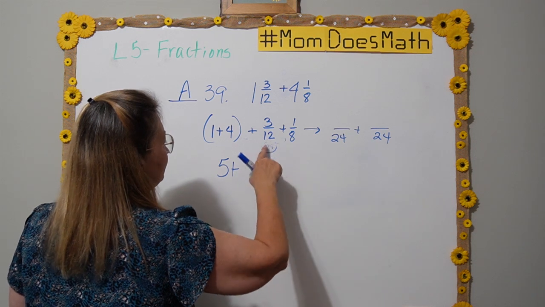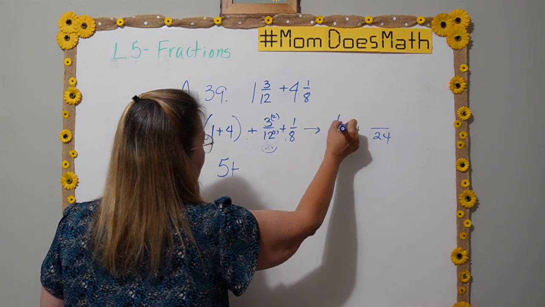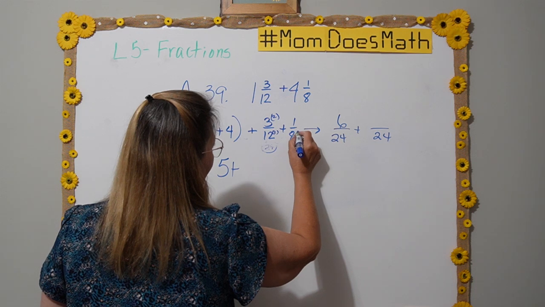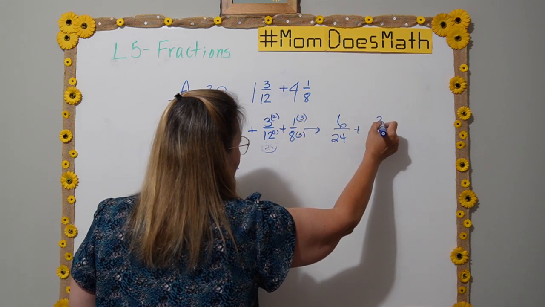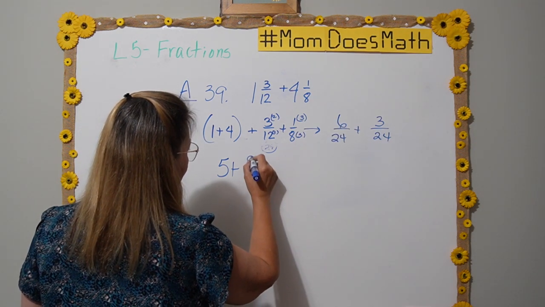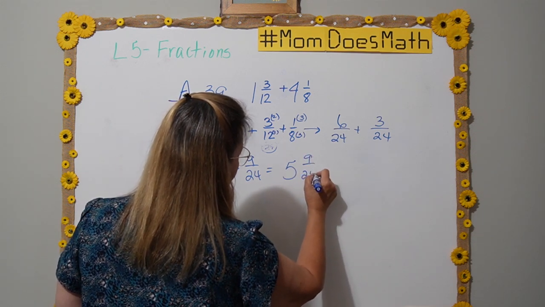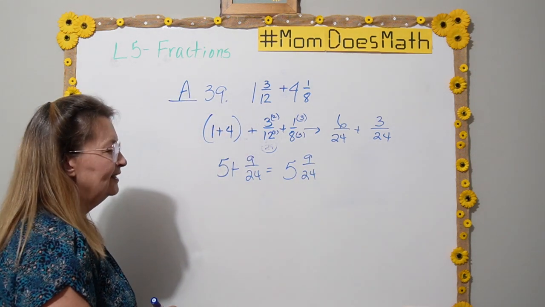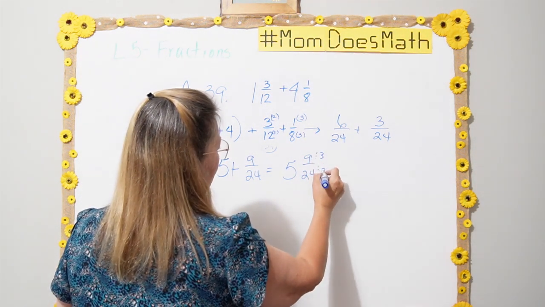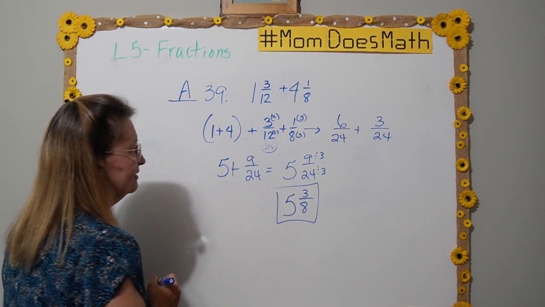What did you multiply this old denominator by to get 24? Well, you multiplied it by 2, so you got to multiply the top by 2. That gives you 6. Now, what did you multiply this denominator by to get the new one? Well, you multiplied it by 3, multiply the top by 3, and now you are ready to add. What's 6 plus 3? 9 over 24. So right now we have 5 and 9/24. Now will anything go into 9 and 24? How about 3? So you can reduce this down by dividing both of those by 3, and that's going to get you 5 and 3/8.